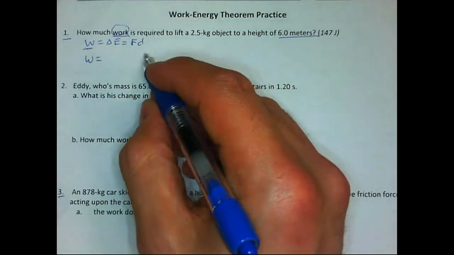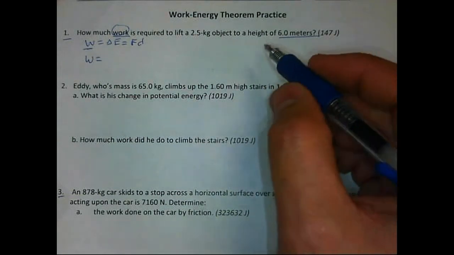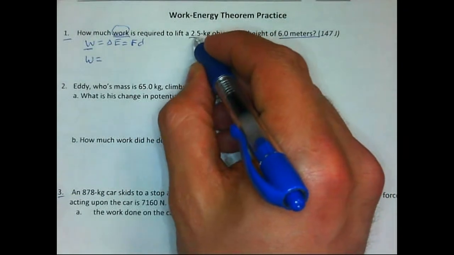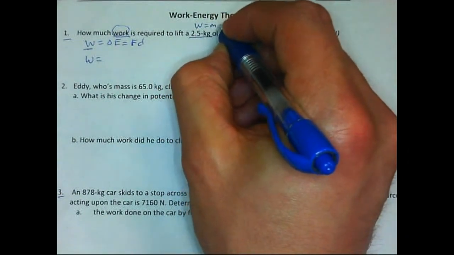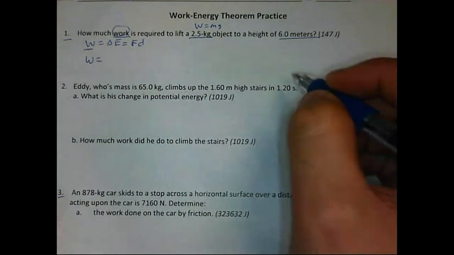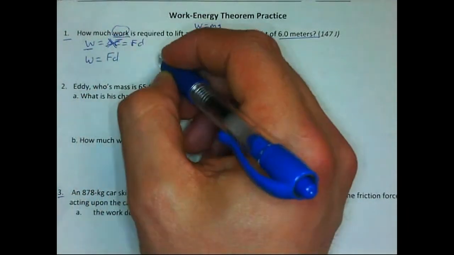Can we get a force? Well, what force is doing the work? Well, we're lifting this object. What force are we applying? Well, we're applying a force that's equal to the weight of this object. And we can certainly calculate the weight because weight is mass times gravity. So yes, we use force times distance and not change in energy.